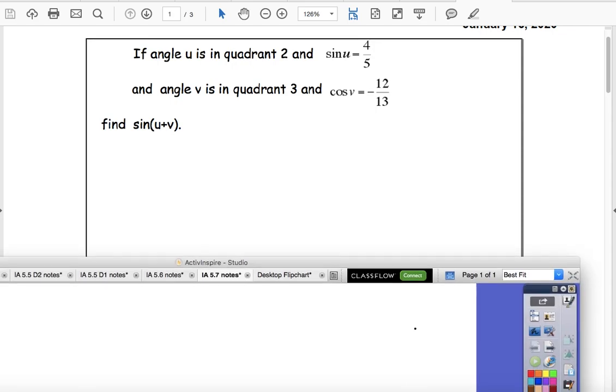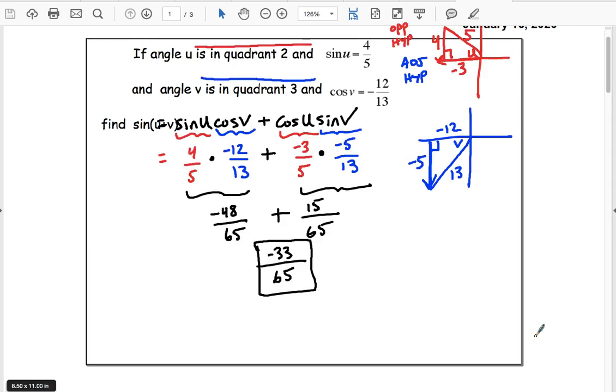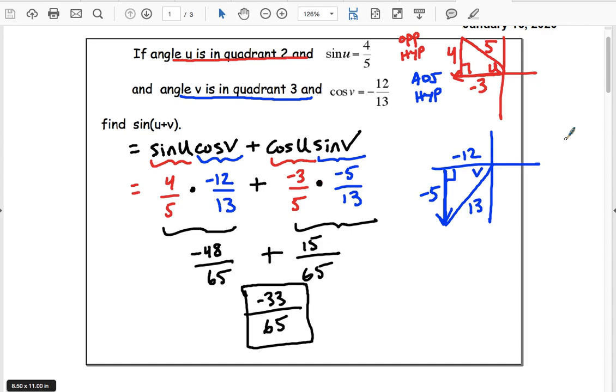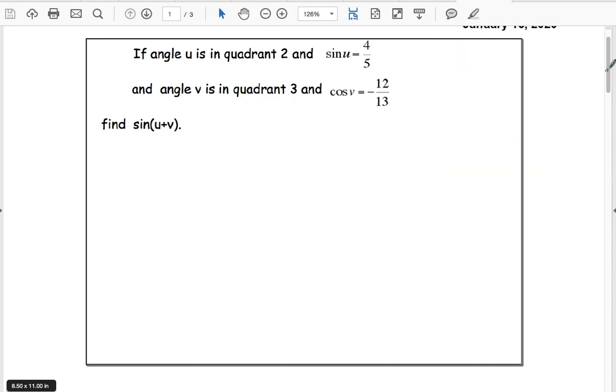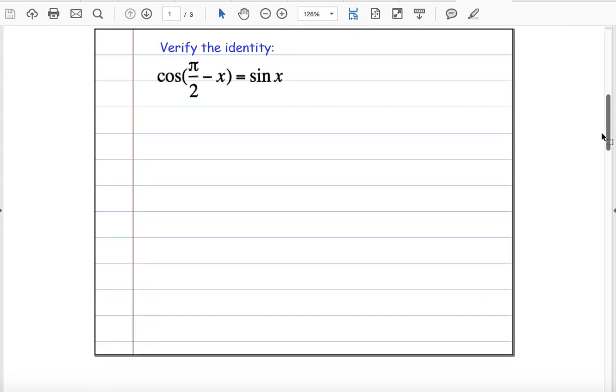Okay, honors pre-calc. We actually did this problem yesterday, so we're going to skip past that one. If you've got your note sheet and you're following along while you're watching the video, we've already done that problem. So we're going to move on to this problem now.